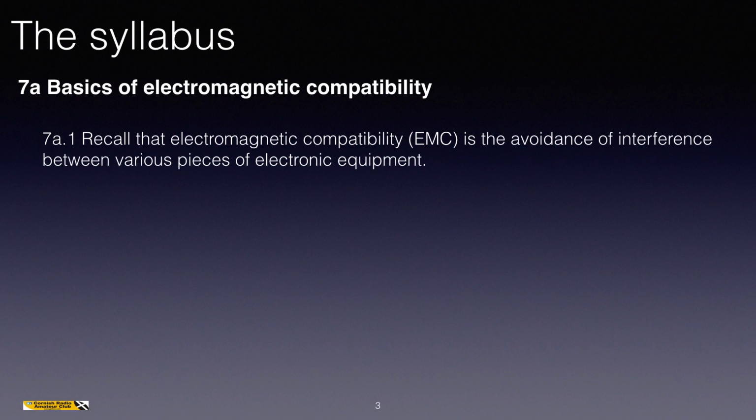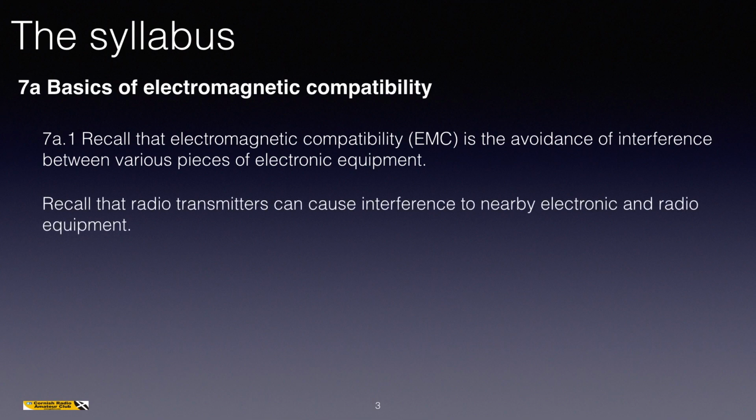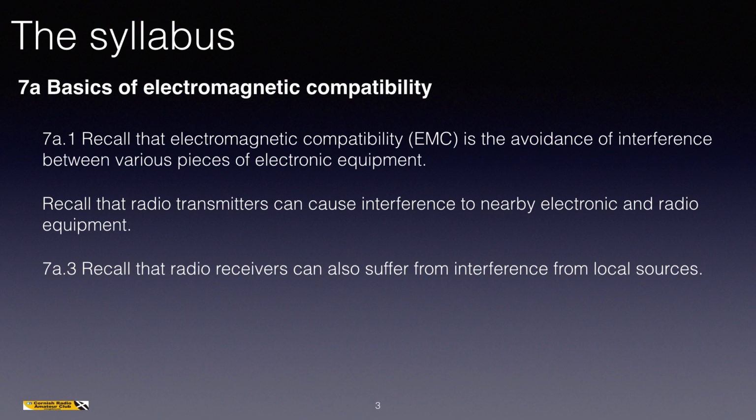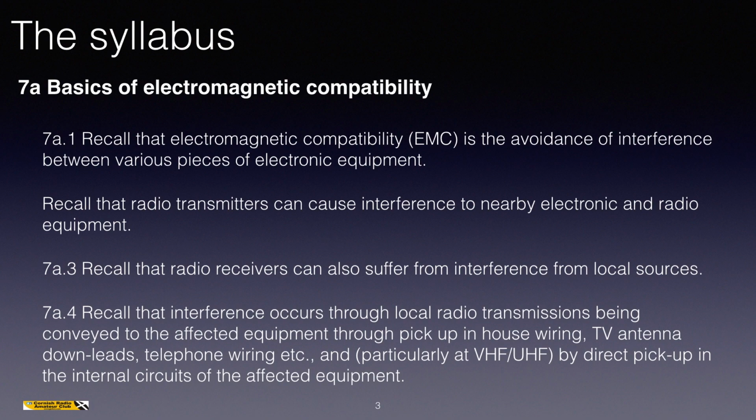7A1, recall that electromagnetic compatibility, EMC, is the avoidance of interference between various pieces of electronic equipment. Recall that radio transmitters can cause interference to nearby electronic and radio equipment. Recall that radio receivers can also suffer from interference from local sources. Recall that interference occurs through local radio transmissions being conveyed to the affected equipment through pickup in house wiring, TV antenna downleads, telephone wiring, etc., and, particularly at VHF and UHF, by direct pickup in the internal circuits of the affected equipment.